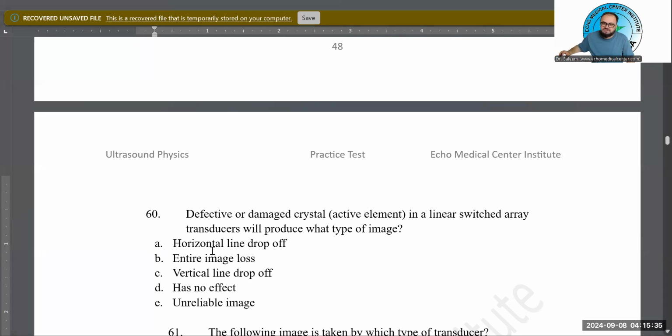Is it a horizontal line drop off? Is the entire image lost? Is it a vertical line drop off? Is there no effect? Or is it an unreliable image? What do you think? Which one is the correct answer? Absolutely correct. C is the correct answer. A vertical line drop off, vertical, not horizontal. Where the crystal is damaged, that line will drop off.